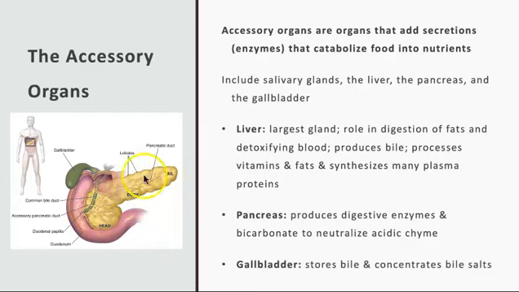Our pancreas is going to help secrete digestive enzymes and also bicarbonate so that we can neutralize the acidic chyme that moves from the stomach into the duodenum.